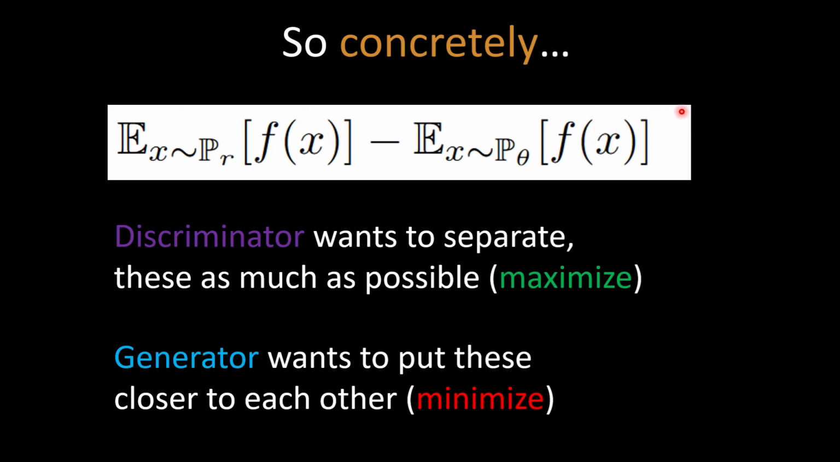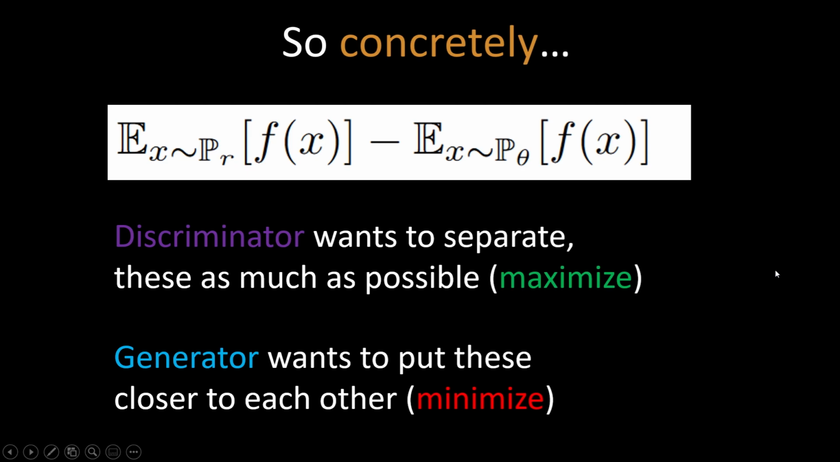and we now have a very similar thing to what we've seen previously, where we have this game where the discriminator wants to, in this case, separate these two as much as possible because it wants to be able to distinguish them. So that means to maximize this expression. But the generator, on the other hand, wants to put these closer to each other. In other words, it wants to minimize this expression.